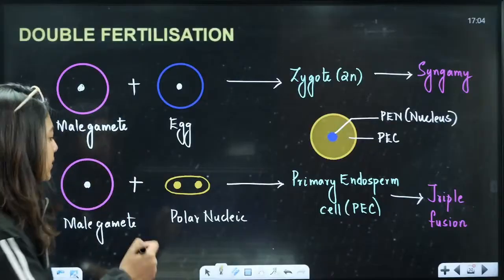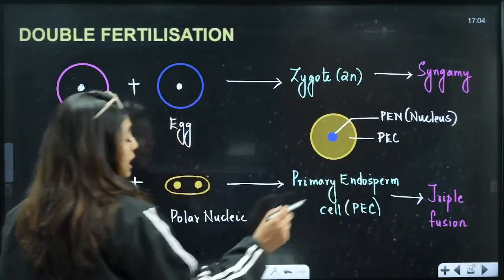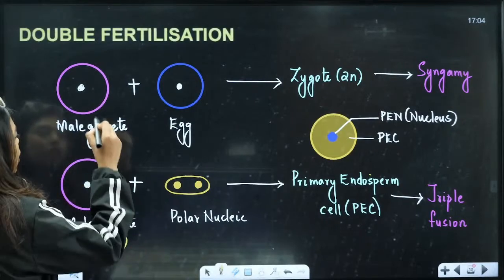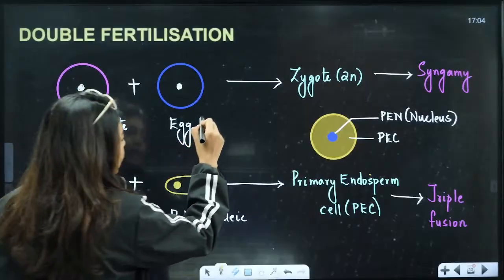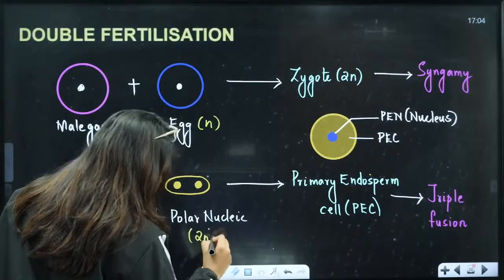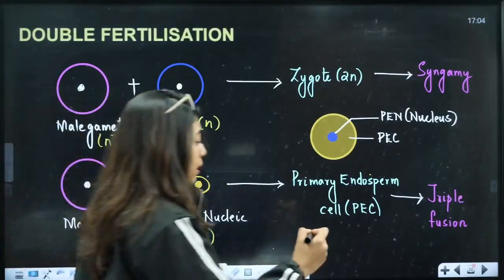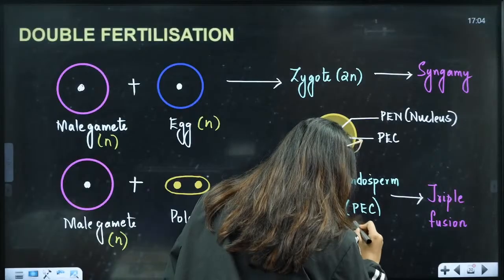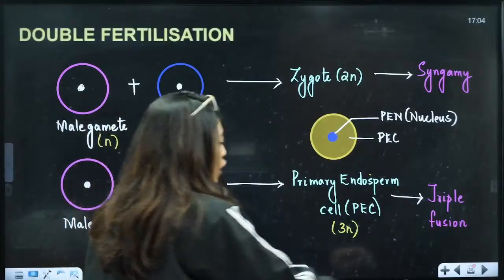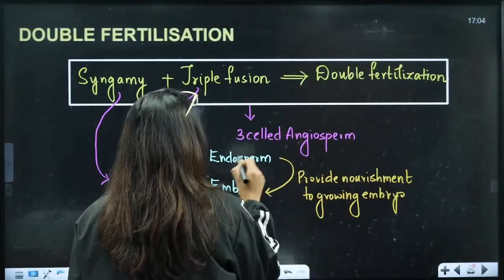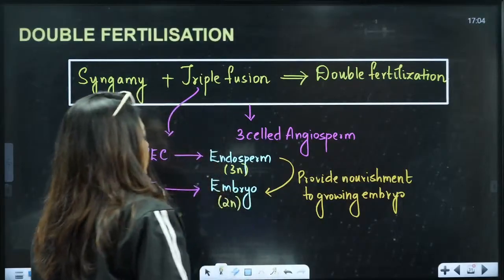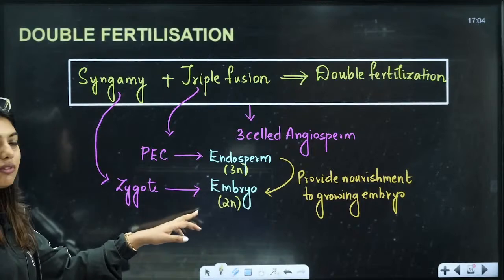This is because our polar nucleus is one cell, but it has two nuclei. So the male gamete is N, okay? Look here, N. In the egg it is N. But the polar nuclei together are 2N. So that means the PEC for the endosperm is going to be 3N. Triploid. That is why we say triple fusion. So here your endosperm is going to be triploid, and your embryo is going to be diploid. Clear to all of you? So this endosperm is going to provide nourishment to the embryo.